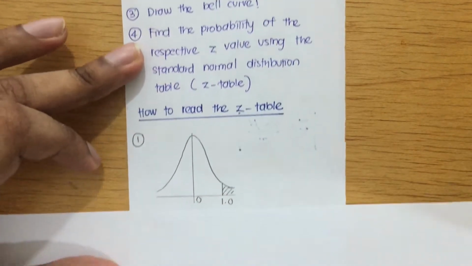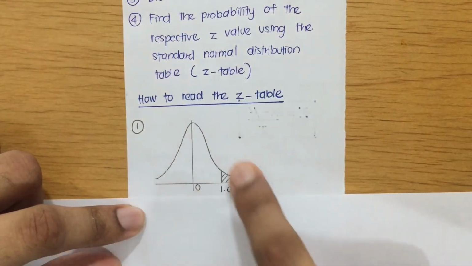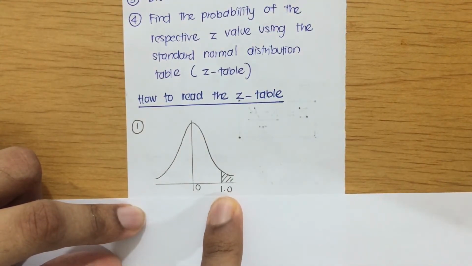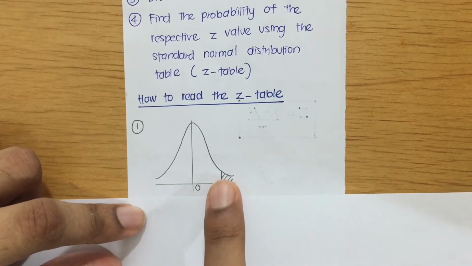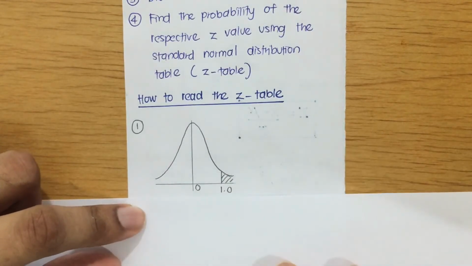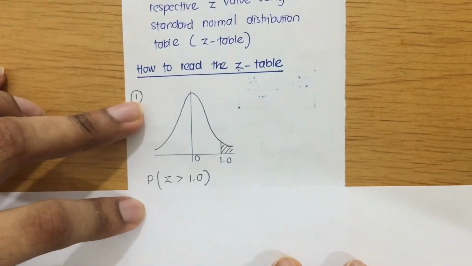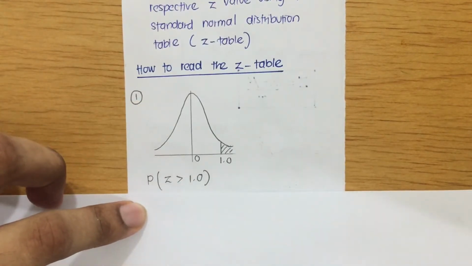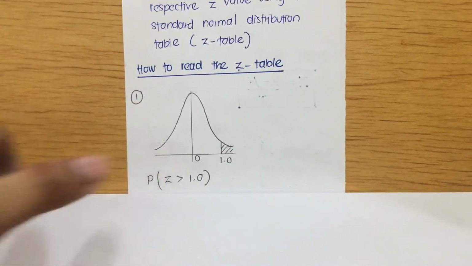So as you look over here, this is one of the bell curves, and your z equals 1 is on the positive side and is shaded at the right hand side region. So what does this actually mean, guys? This actually means that your probability of z is more than 1.0. So how are we going to calculate this?